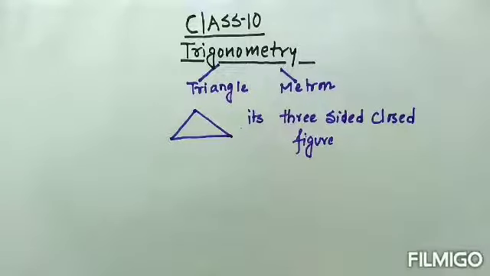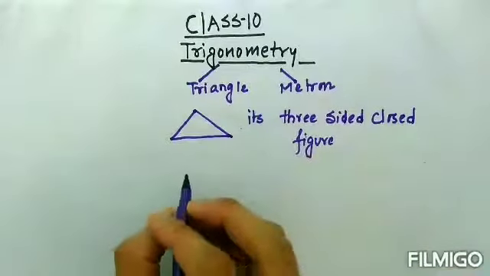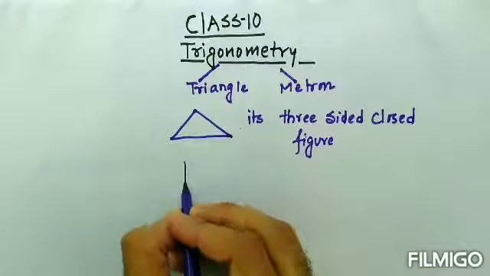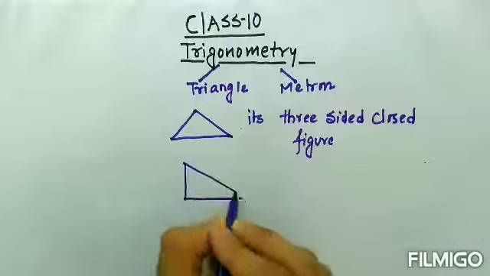Depending upon the sides, there are three types of triangle, that is equilateral, scalene and isosceles. Similarly, depending upon the angles, there are three types of triangle, that is acute angle triangle, obtuse angle triangle and right angle triangle. So here we will deal only with the right angle triangle.